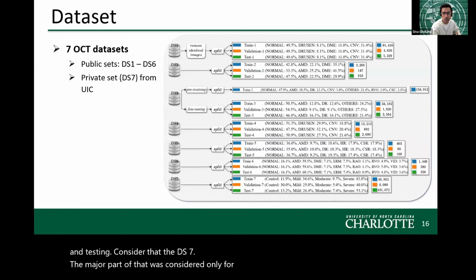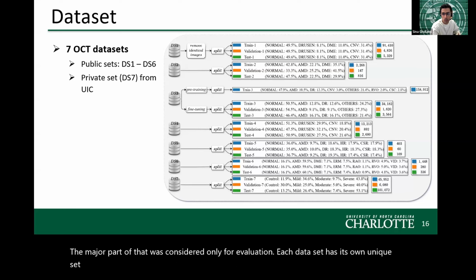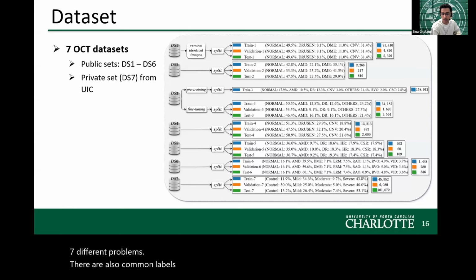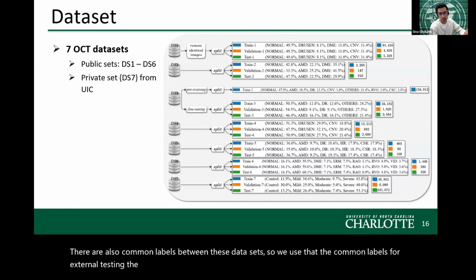Each data set has its own unique set of labels, so we considered a multi-class classification problem for each of them. We have 7 different problems. There are also common labels between these data sets, so we use those common labels for external testing. The model that has been trained on DS1 is then tested on other data sets.